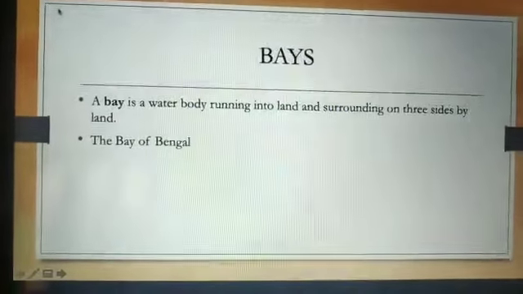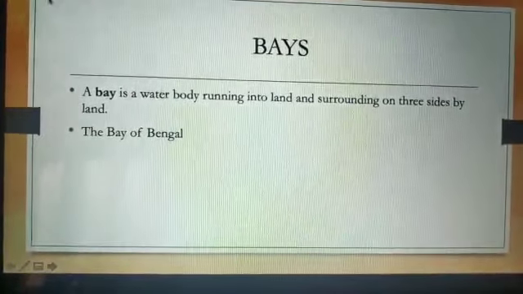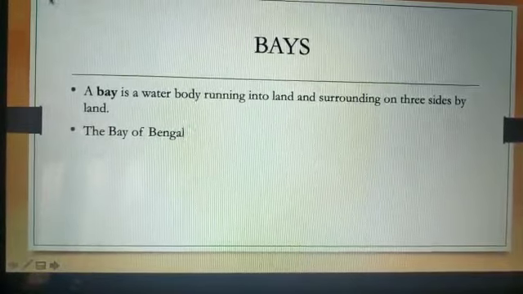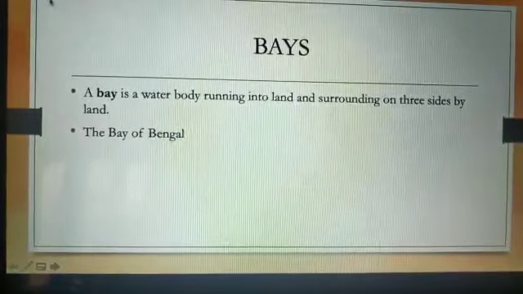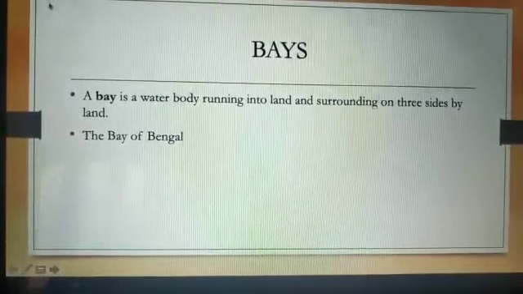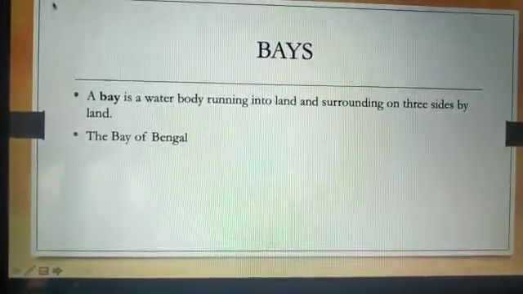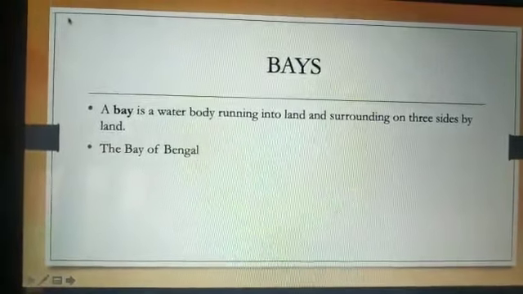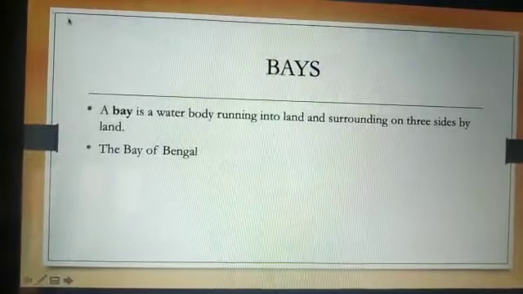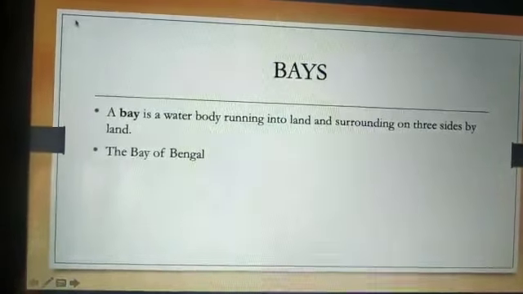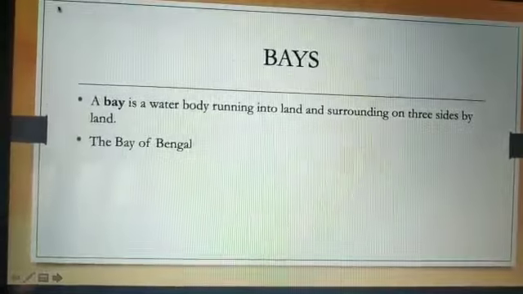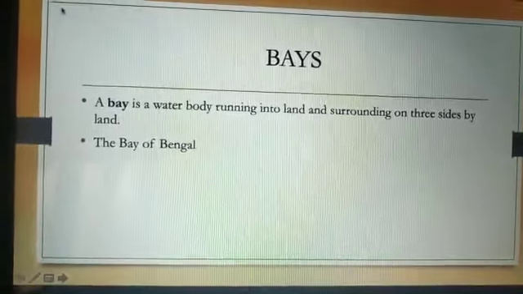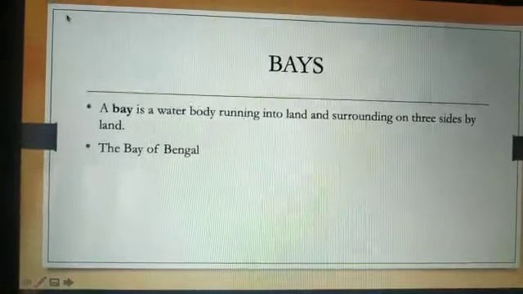So next, bay. What is bay? A bay is a water body running into land and surrounded on three sides by land. All the three sides of a bay are covered by land. A water body which is running into land and is surrounded on three sides by land is known as bay.